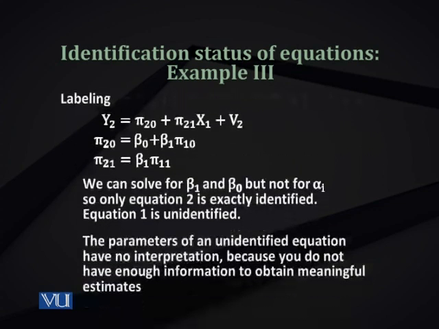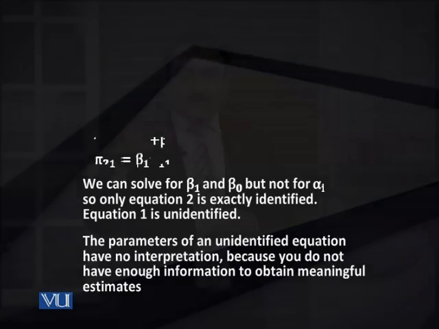And also, you are seeing a second statement which states that the parameters of the unidentified equation have no interpretation because you don't have enough information to obtain them. You cannot estimate them, as you cannot express them in terms of pi's. Even if you have the values of pi's, you would not be able to get the values of alpha indirectly. So this equation is unidentified, where you cannot express alphas in terms of reduced form coefficients.